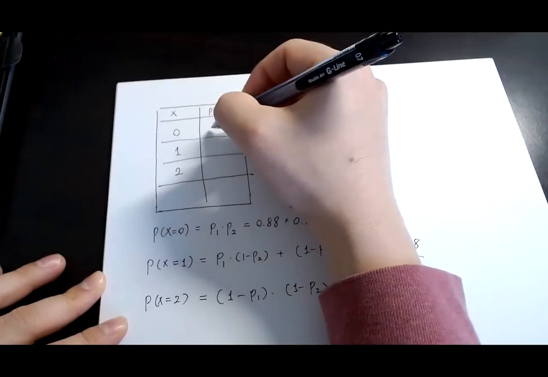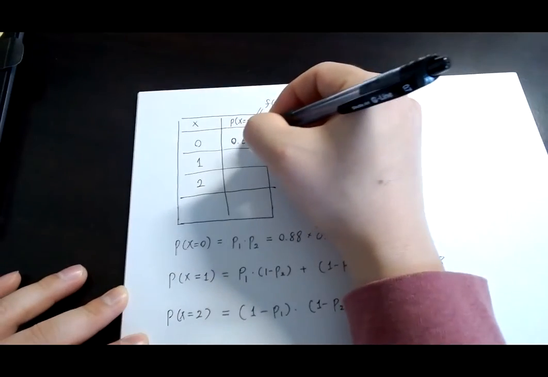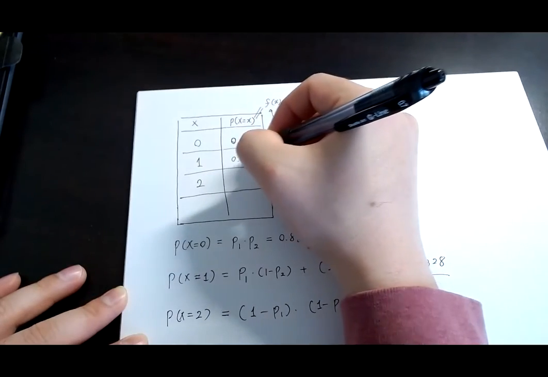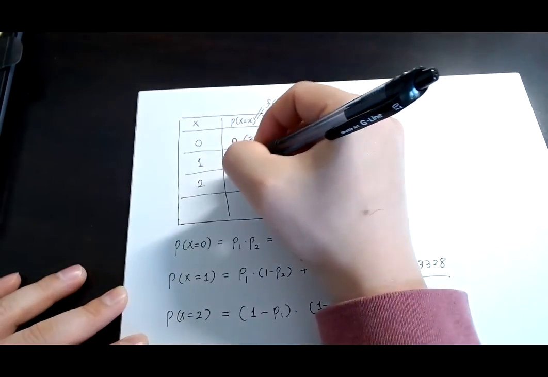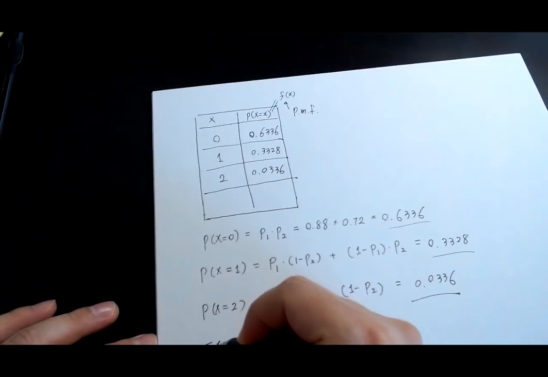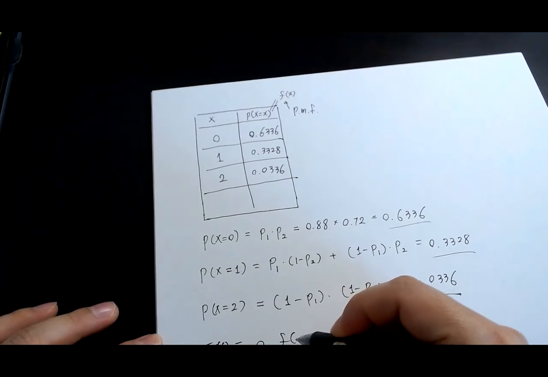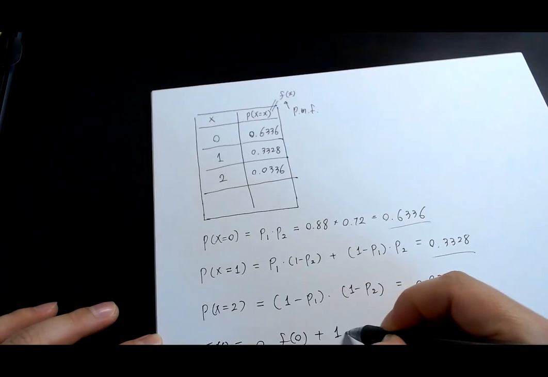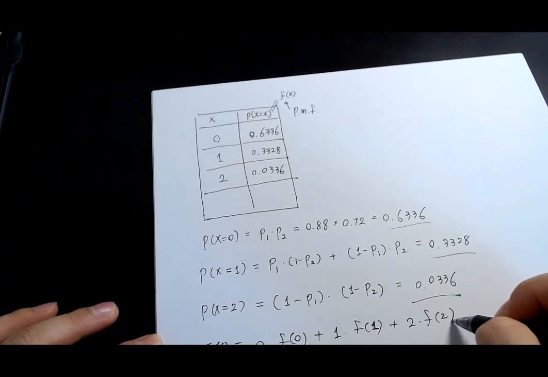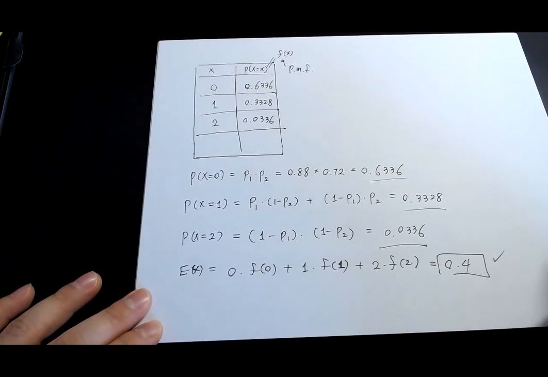So 0.6336, 0.3328, and 0.0336. Then E of X is going to be 0 times f of 0, plus 1 times f of 1, plus 2 times f of 2. So that is equal to 0.4 actually.